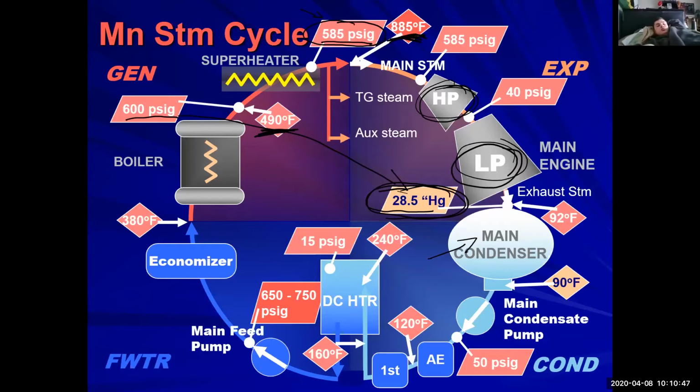Superheating. So what's the superheater do? It heats it past its boiling point. Well, we're already past its boiling point here at 490 at 600 psig. What are we doing? It heats it to the point where there's absolutely no vapor. It's only superheated vapor. Exactly.